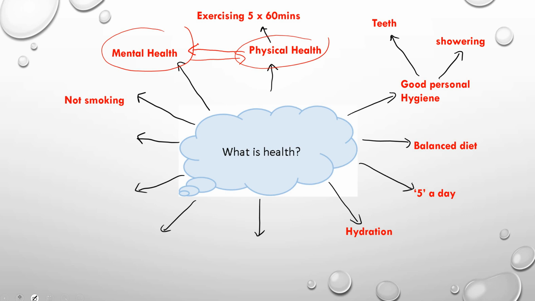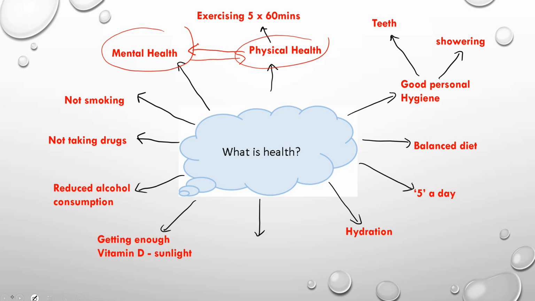Not smoking, okay, because this can increase the risk of lung cancer, and we'll be looking at cancers later. Not taking any drugs, illegal drugs, the odd paracetamol and flu remedy, that's absolutely fine, okay, but we're talking about illegal drugs here, okay. Reduced alcohol consumption or no alcohol consumption, okay. Certainly under the age of 18 you shouldn't be drinking alcohol because it damages your body organs and they are still developing, so we're going to be looking at that.